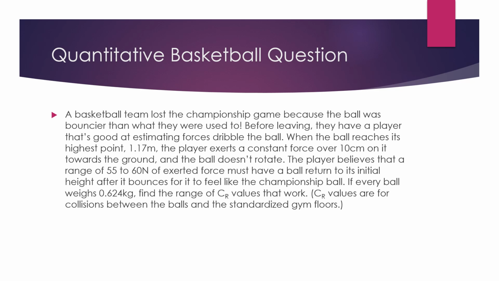Let's test our understanding further. The basketball team lost the championship game because the ball was bouncier than what they were used to. Before leaving, they have a player that's good at estimating forces dribble the ball. When the ball reaches its highest point, 1.17 meters, the player exerts a constant force over 10 centimeters on it towards the ground, and the ball doesn't rotate.